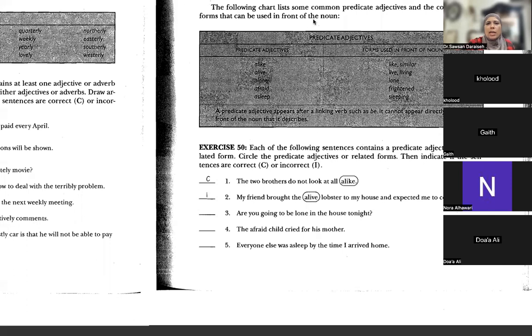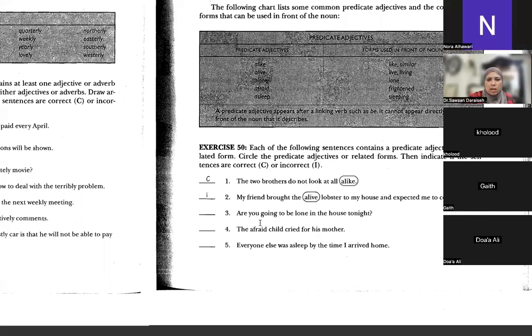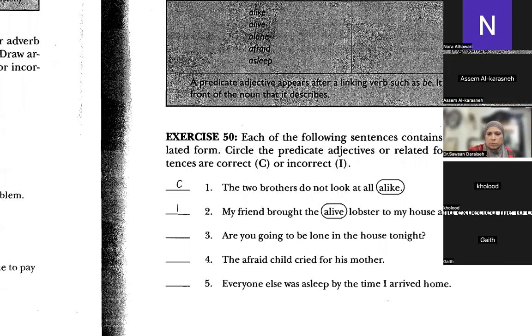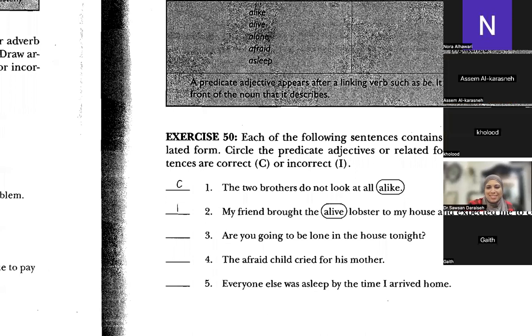All right, who would like to do one of these sentences? Dr. Noura. Yes, doctor, go ahead. Number 4.